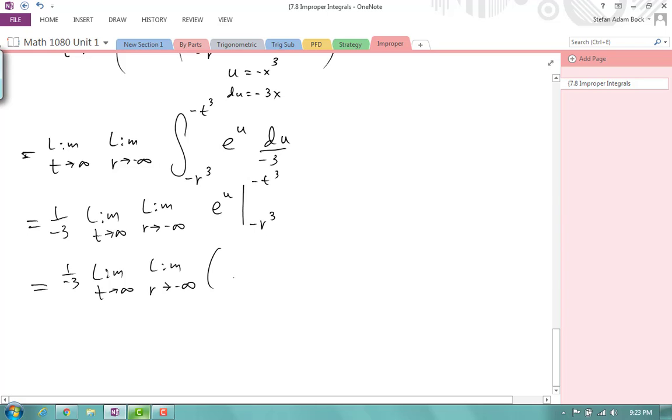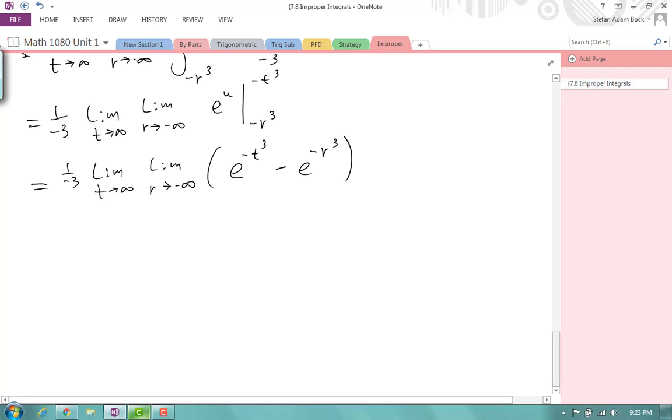So I have here e to the minus t cubed minus e to the minus r cubed. And you might be able to guess what I'm going to do next. The limits will actually distribute across these, but anything that doesn't apply just kind of passes through.